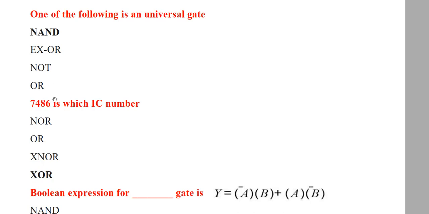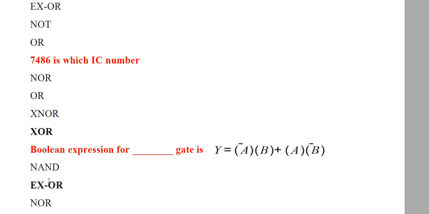The 7486 is the IC number for an XOR gate. It is an XOR gate. So here you can see in the options, XOR is written like this also. It depends on person to person; you can use any of the symbols.